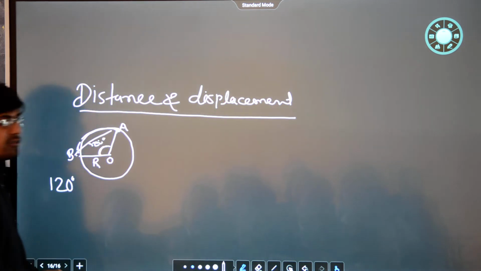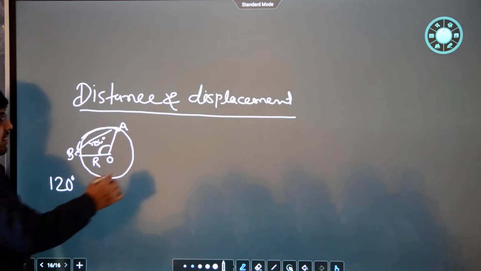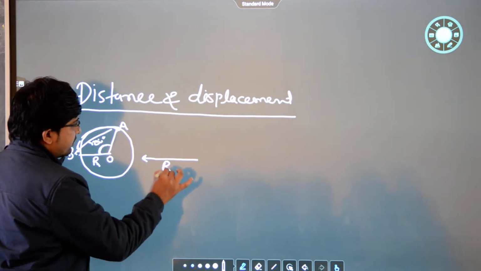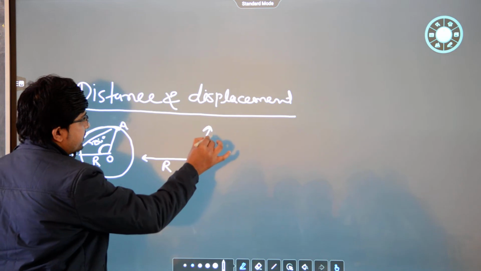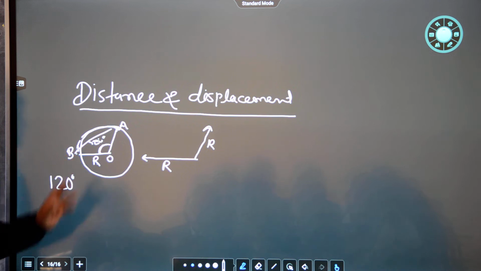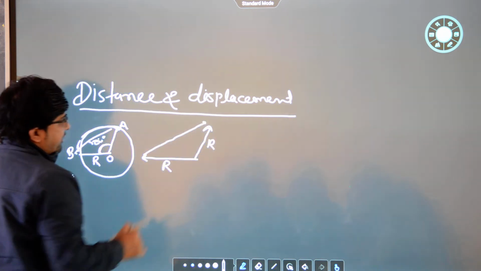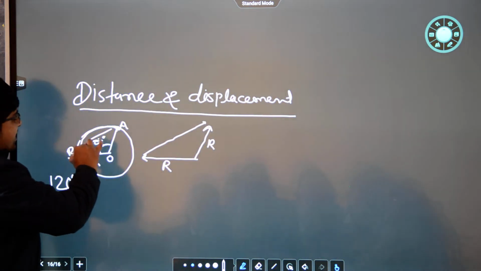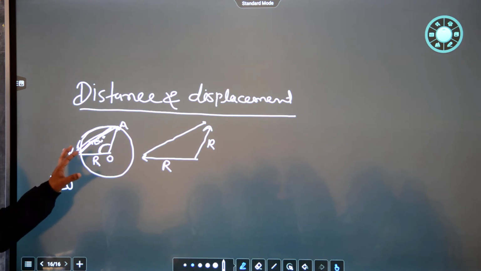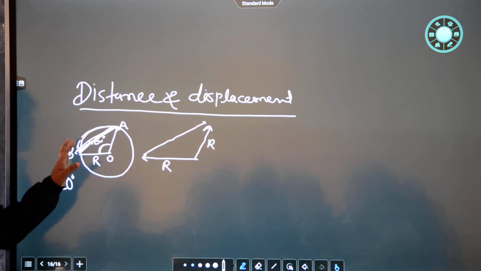First, you know about vector. This is a vector, and this is also a vector. The radius of the circle is the same on all sides, yes or no? And this is the resultant vector. This resultant vector is known as the displacement for this question.